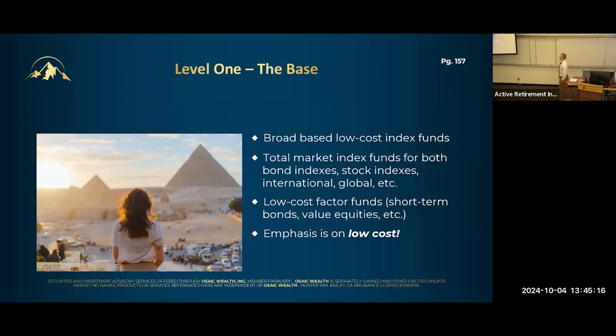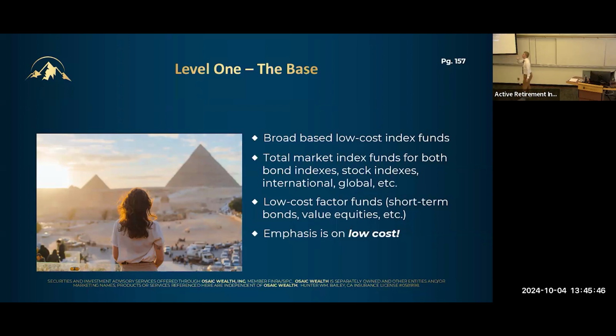So other stuff that can fit into this category is low cost factor funds, or really just things that are very similar to index funds, but they might be a little bit more picky with how they're choosing the investments. So short-term bonds, value stocks, all sorts of different things. A lot of these will still be your index funds, but they might have very slight little constraints on how they're going to choose those, sort of quantitative things and stuff like that. But at the end of the day, we want low cost.